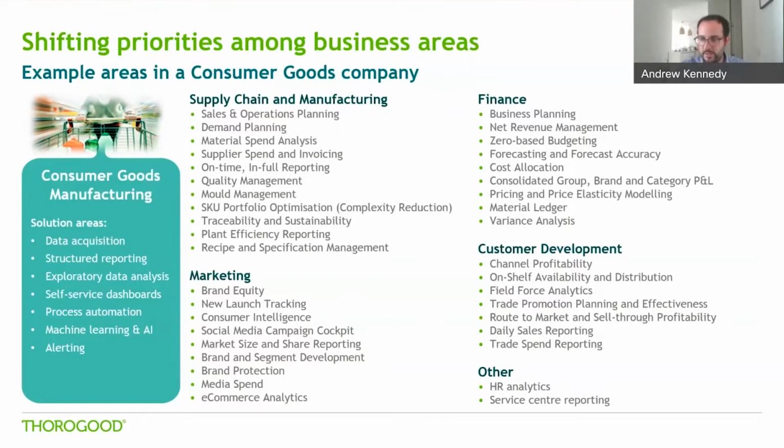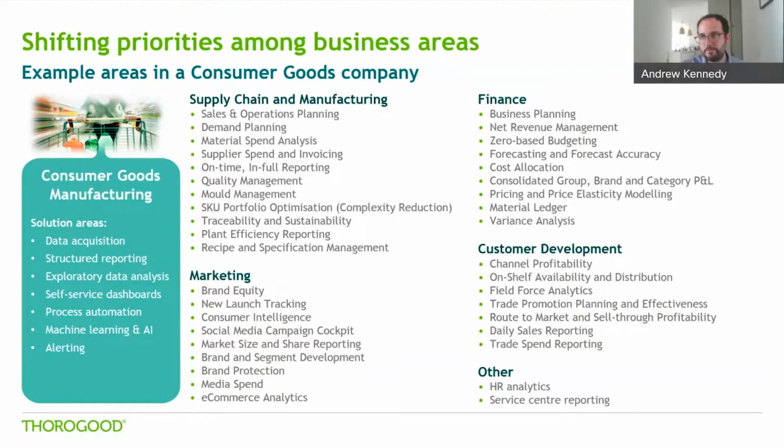Also, for each of these business areas, there'll be different solution areas involved, whether that's in data acquisition, structured reporting, through to then things like process automation and more advanced techniques like machine learning and AI, alerting based on that. So all of those different solution areas and all of those different use case areas, and at any point in the business, there'll be changing priorities among those things. So that's one of the places that we need to have a level of flexibility, is to respond as the priorities change in the different areas of the business and the different solution areas within each of those that we're trying to address.